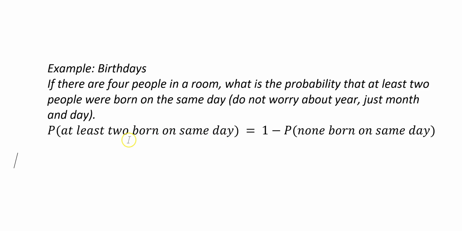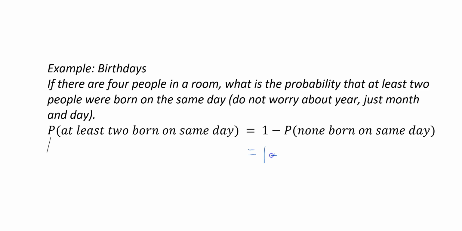At least 2 means that we could have 2 born on the same day, 3 born on the same day, or 4 born on the same day. So to calculate 2 being born on the same day, and then 3, and then 4 born on the same day is a lot of work. Instead, we can look at the complement. The complement of that is none are born on the same day.